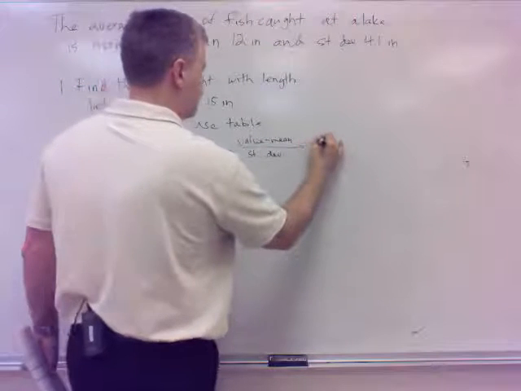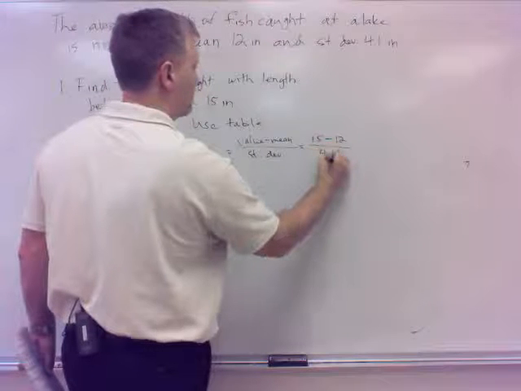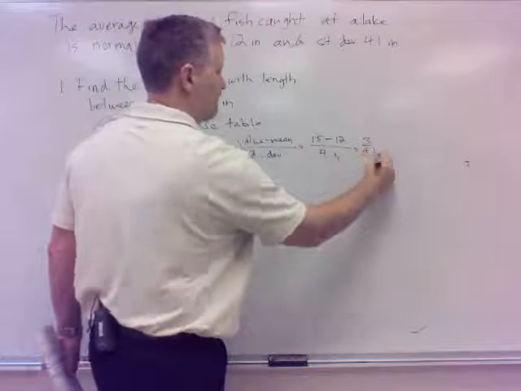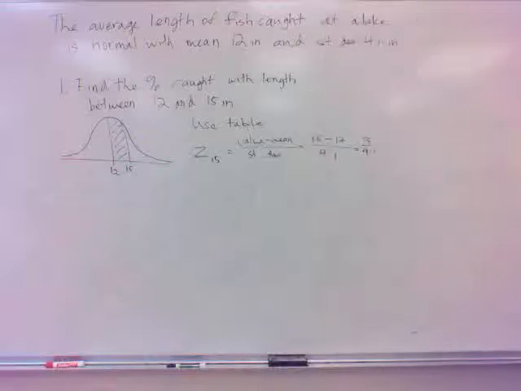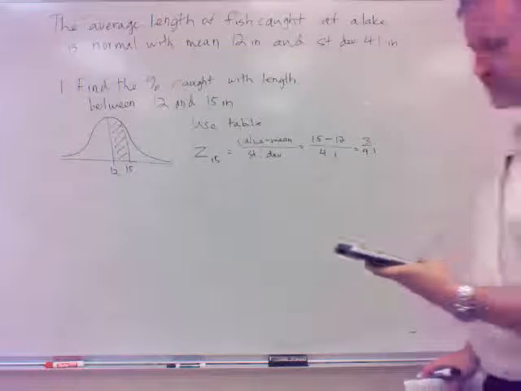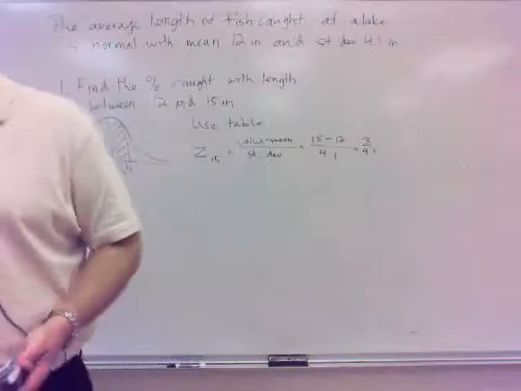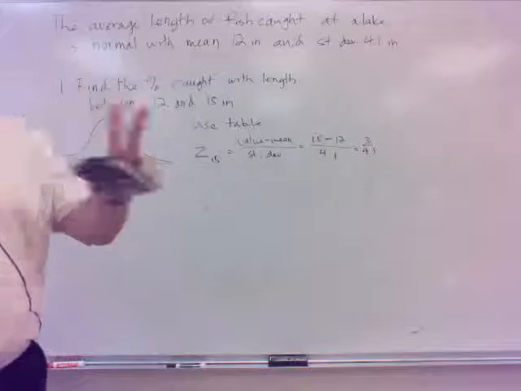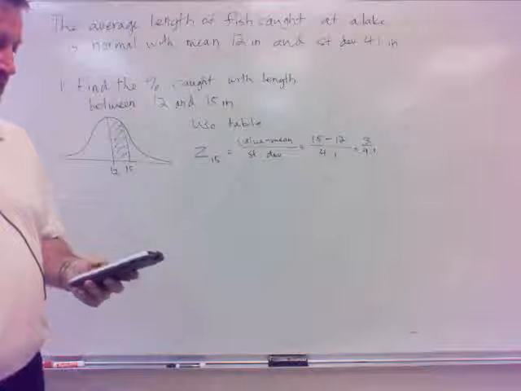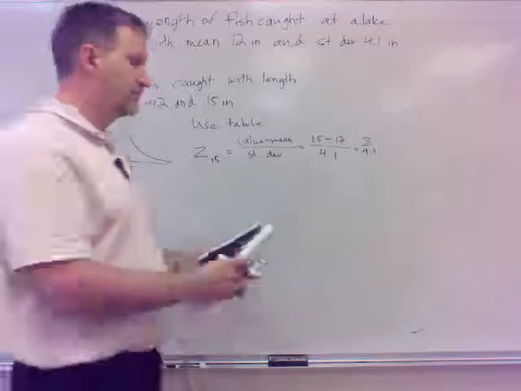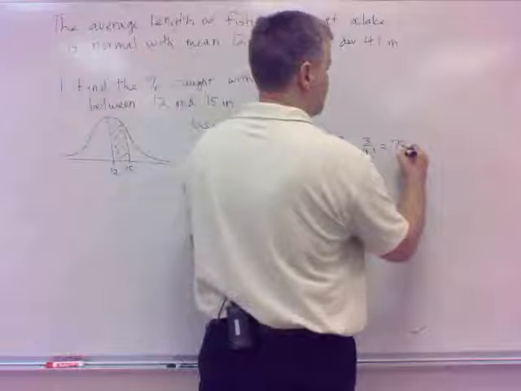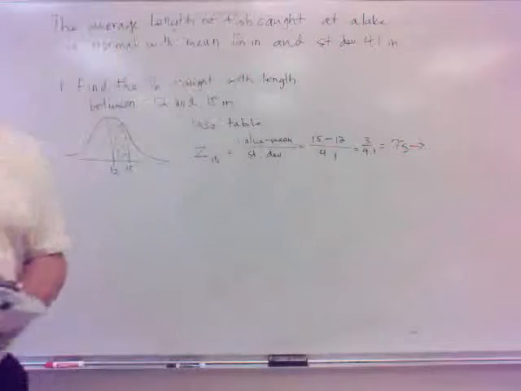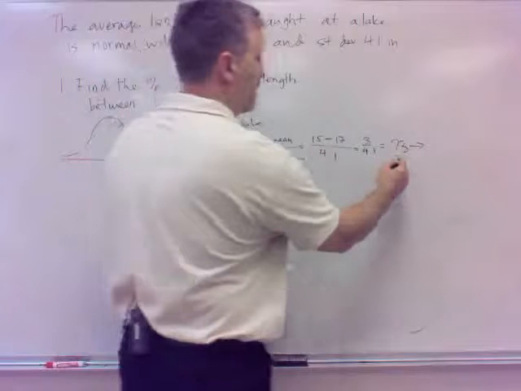What would that be? That would be 15 minus 12 divided by 4.1, which is 3 divided by 4.1, which is point something. And notice the z-scores on the table, how many decimal places do they have? Each z-score has 2 decimal places, so I'm going to round this to 2 decimal places. 3 divided by 4.1 is 0.73 to 2 decimal places. So I take that and look up the z-score of 0.73.